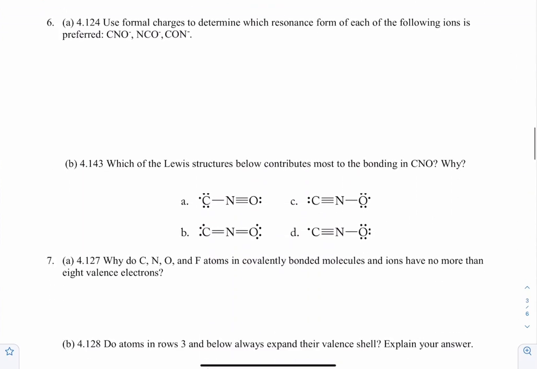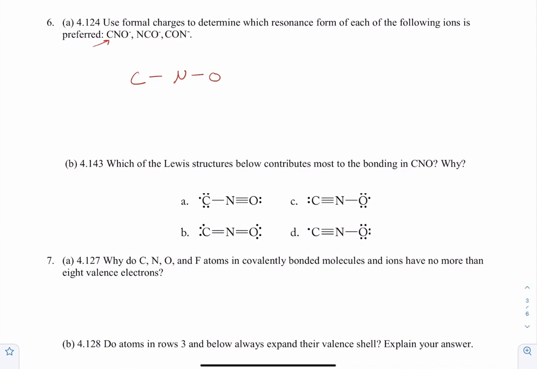All right, number 6, use formal charges to determine which resonance form of the following ions is preferred. Okay, so now this is where using resonance and formal charges actually helps us to determine how these will actually bond with one another. So here what they want you to assume is that carbon in this structure will be on the outside, nitrogen in the middle, and then oxygen on the outside.